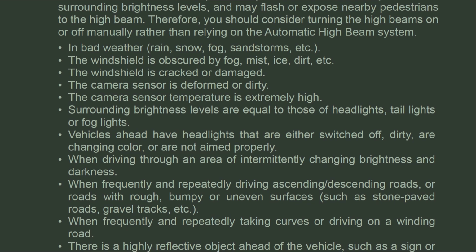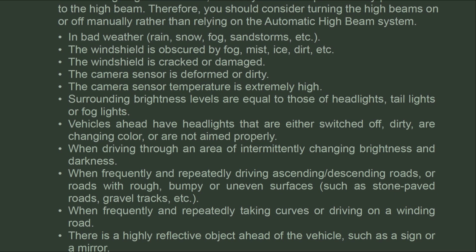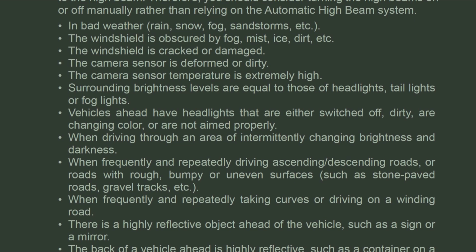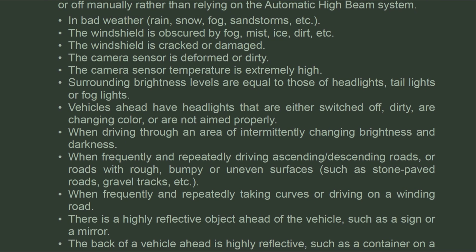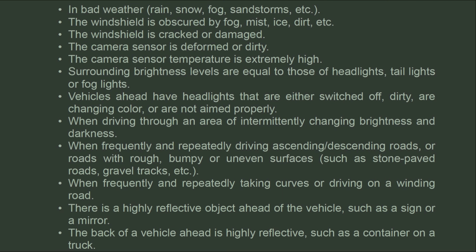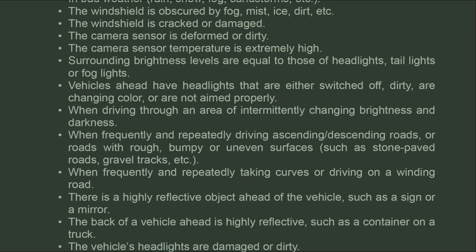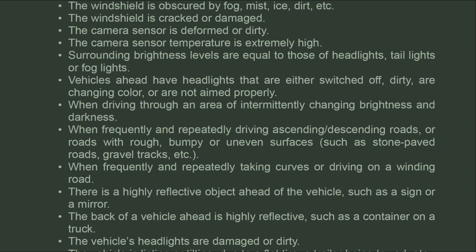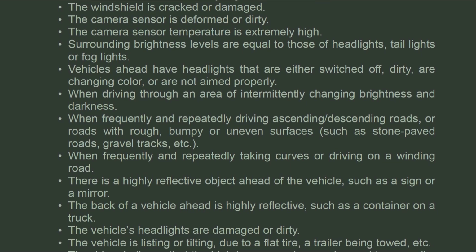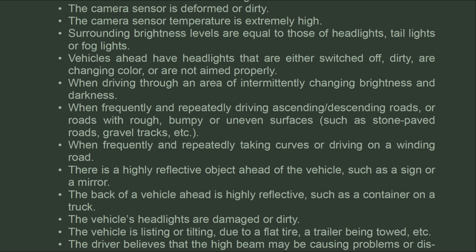The windshield is obscured by fog, mist, ice, dirt, etc. The windshield is cracked or damaged. The camera sensor is deformed or dirty. The camera sensor temperature is extremely high. Surrounding brightness levels are equal to those of headlights, taillights, or fog lights. Vehicles ahead have headlights that are either switched off, dirty, or changing color, or are not aimed properly. When driving through an area of intermittently changing brightness and darkness.